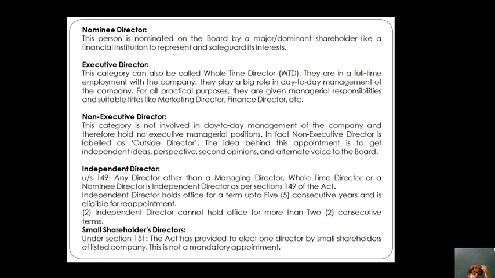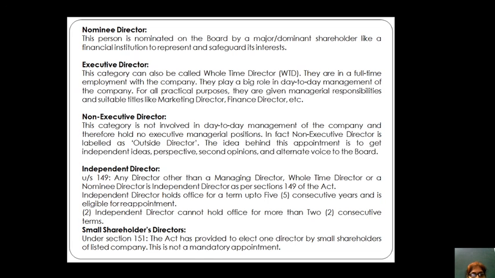So secondly, who can be an independent director? An independent director cannot hold office for more than 2 consecutive terms. Means again, consecutive terms, 5 plus 5. If he has completed 2 terms of 5 years, then again he cannot be reappointed. Correct? So this is what an independent director is.